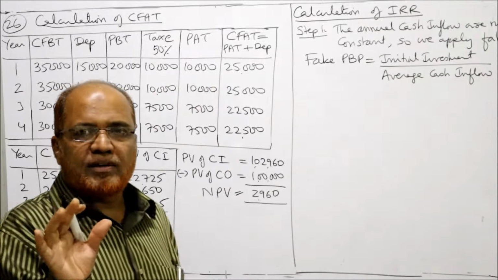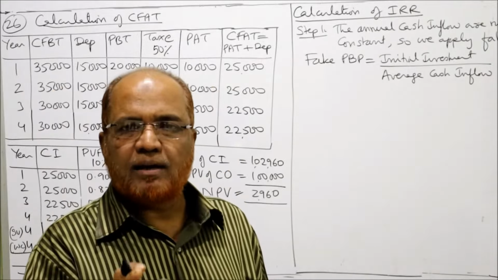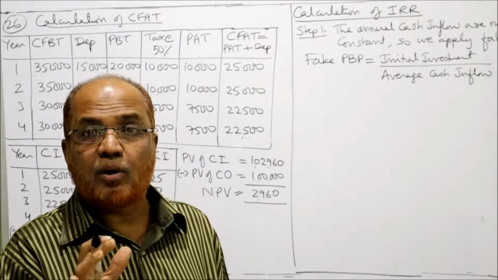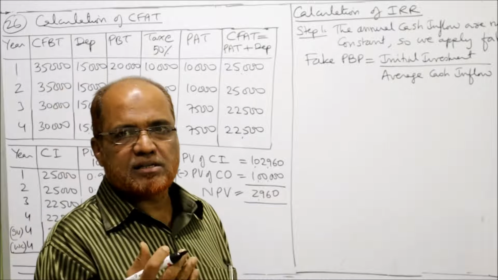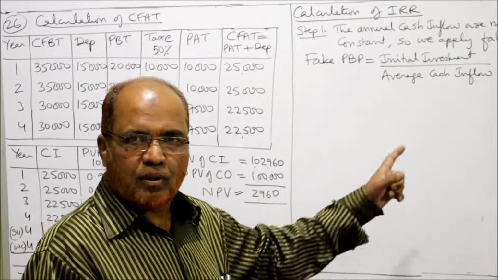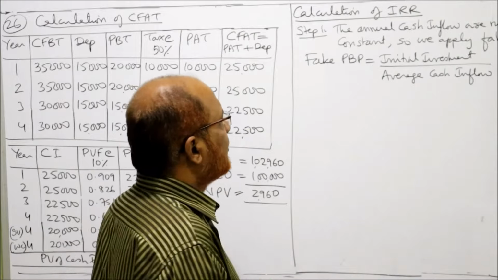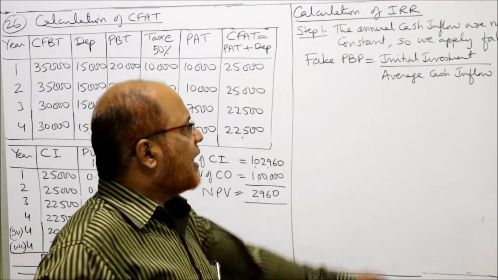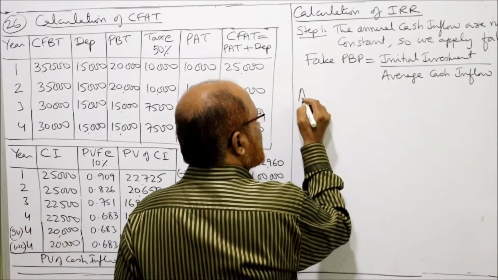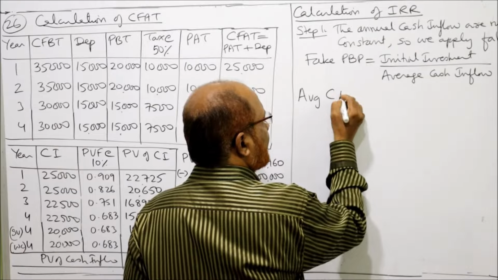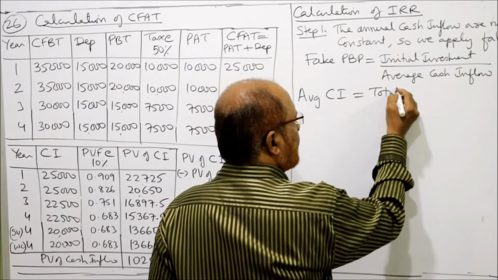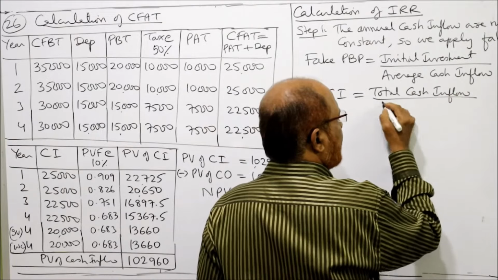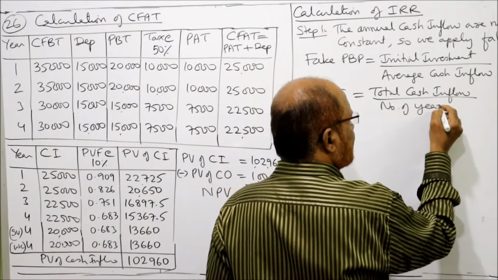So you have to concentrate now, because this is the first problem where we are going to apply IRR. And from the examination point of view, very often in every examination, they will ask a problem on IRR most frequently. So chances are more. So you must have good perfection in understanding and calculating the IRR. Initial investment, PV of cash outflow, already given in the problem, 1 lakh. Average cash inflow is equal to total cash inflow divided by number of years.